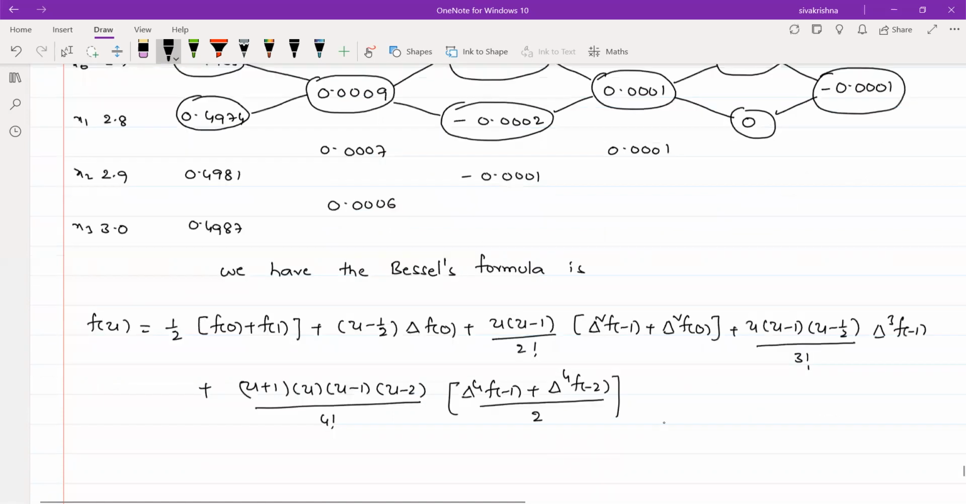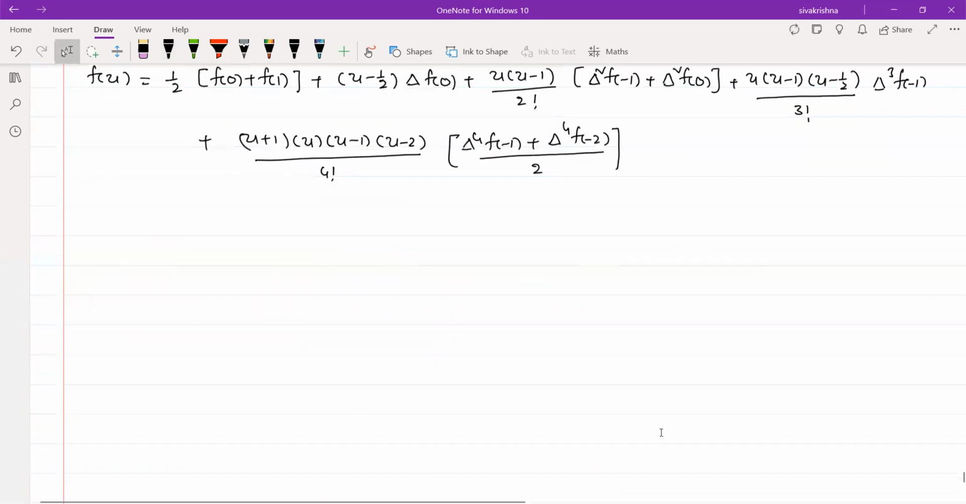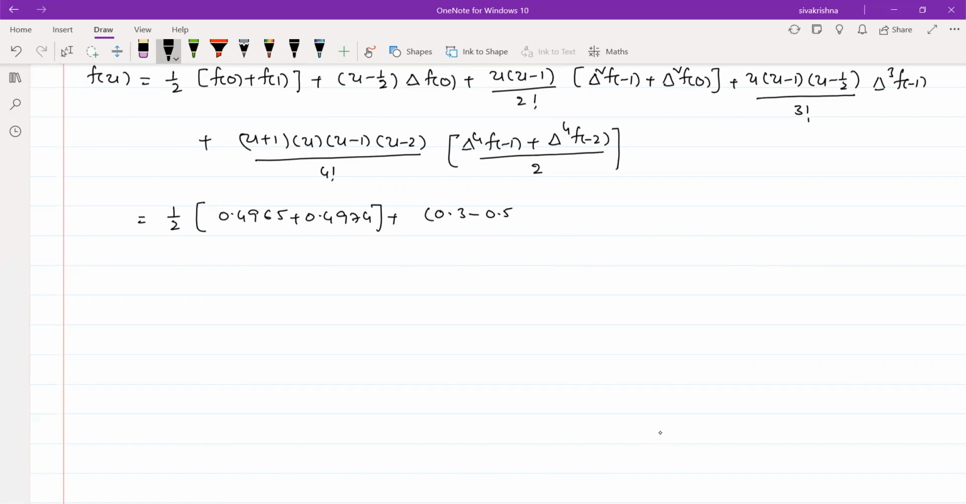So after rounding the terms, now we have to substitute those values in the formula. I am going to substitute the values in the formula. So this is equal to 1 by 2 into f of 0, we have to substitute the value of f of 0, that is 0.4965 plus 0.4974. Plus, the value of u is 0.3, minus 1 by 2 is nothing but 0.5, into delta f of 0. So the delta f of 0 is 0.0009.